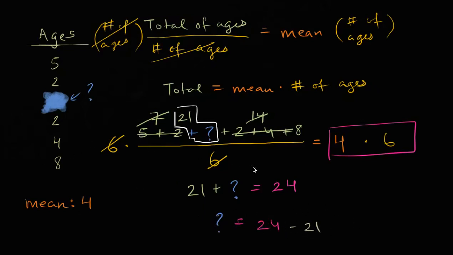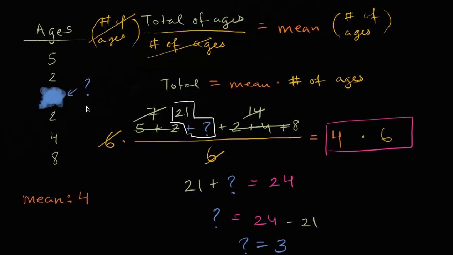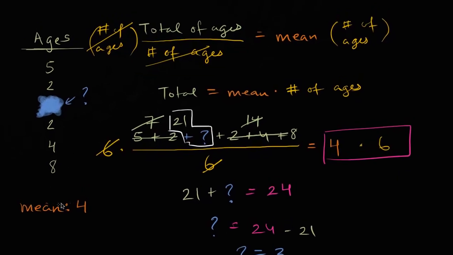So let me just write this down. The question mark is equal to 3. So the missing age, you were able to figure it out based on the information you had because you had the mean. You were able to figure out that behind this splotch, you had a 3. It's exciting.